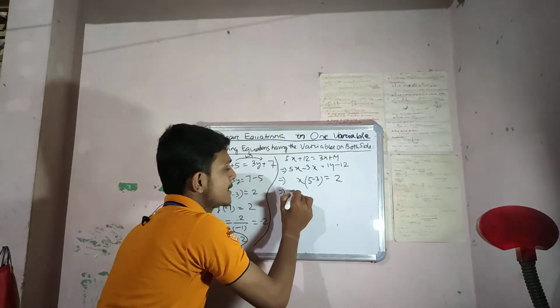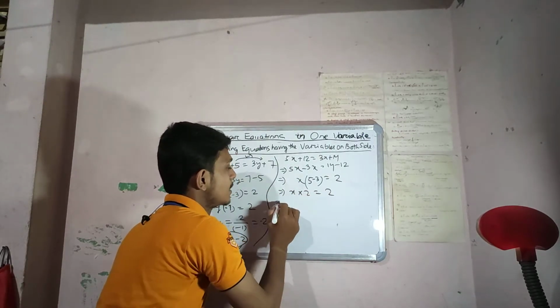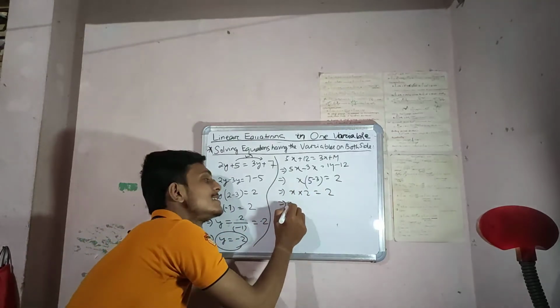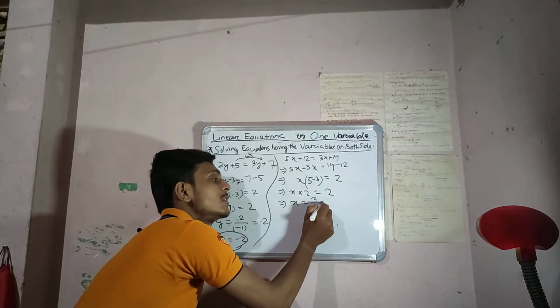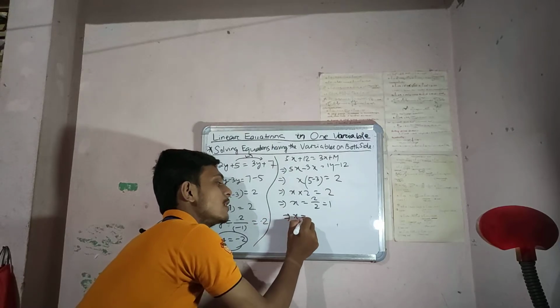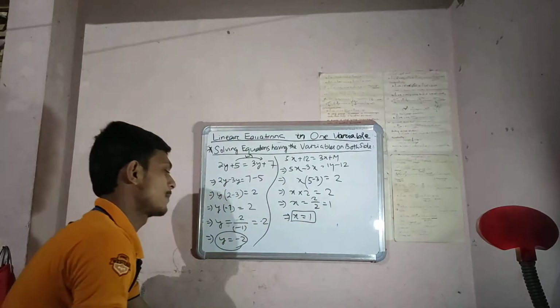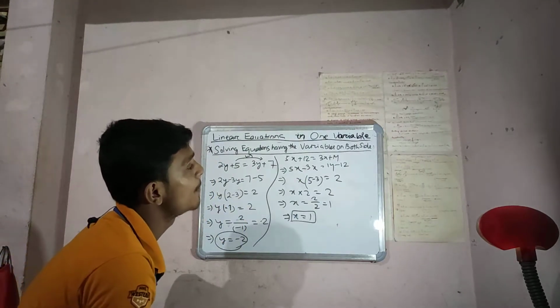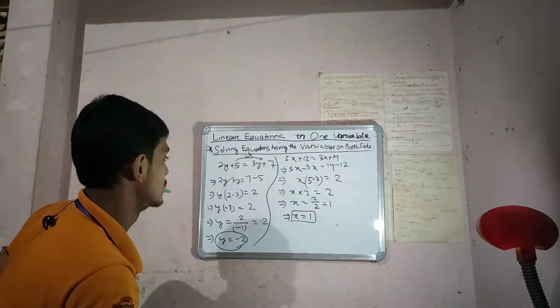So x into 2 is equal to 2. Here 2 is multiplied, so when it changes the side, it is divided, that is 2 upon 2, that is 1. So the value of x is 1. The solution is 1. In this way you can solve an equation having the variables on both sides.